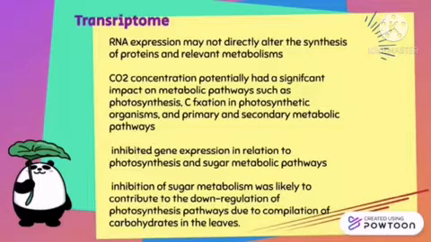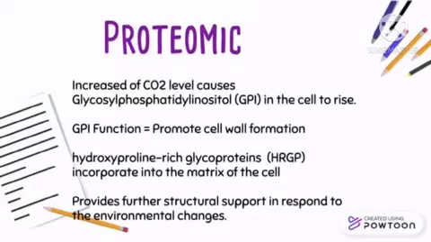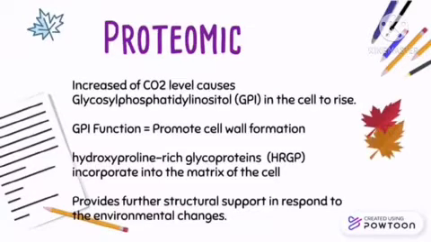After that, let's go to transcriptome. Increased CO2 concentration inhibits the gene expression related to photosynthesis and sugar metabolic pathways. This will bring down the regulation of the photosynthesis pathway due to the accumulation of carbohydrate. At the proteomic level, this causes the GPI to increase, and cell wall formation increases as well. HRGP incorporates into the cell matrix, which provides further structural support to the plant cell wall.